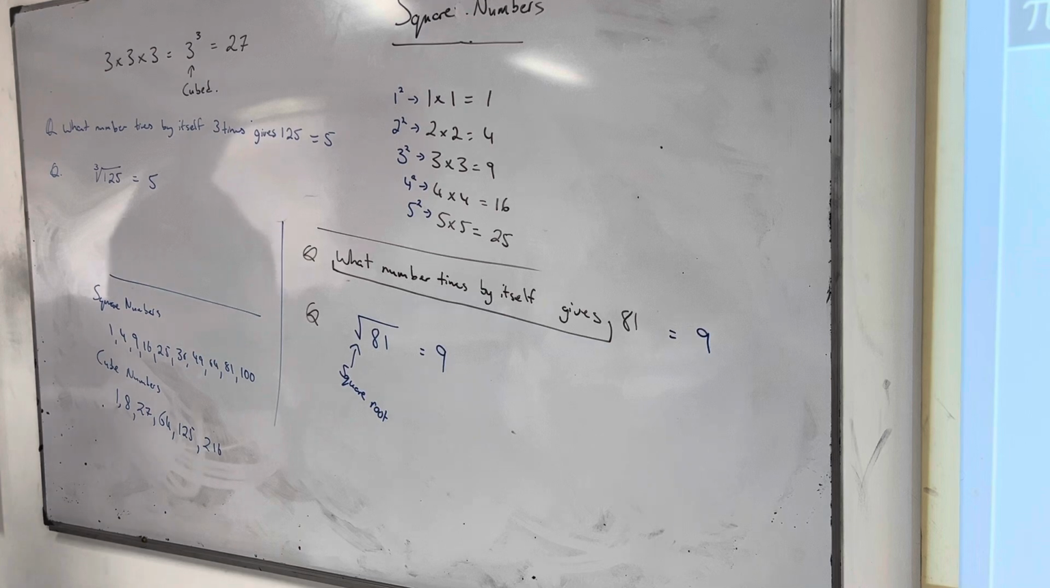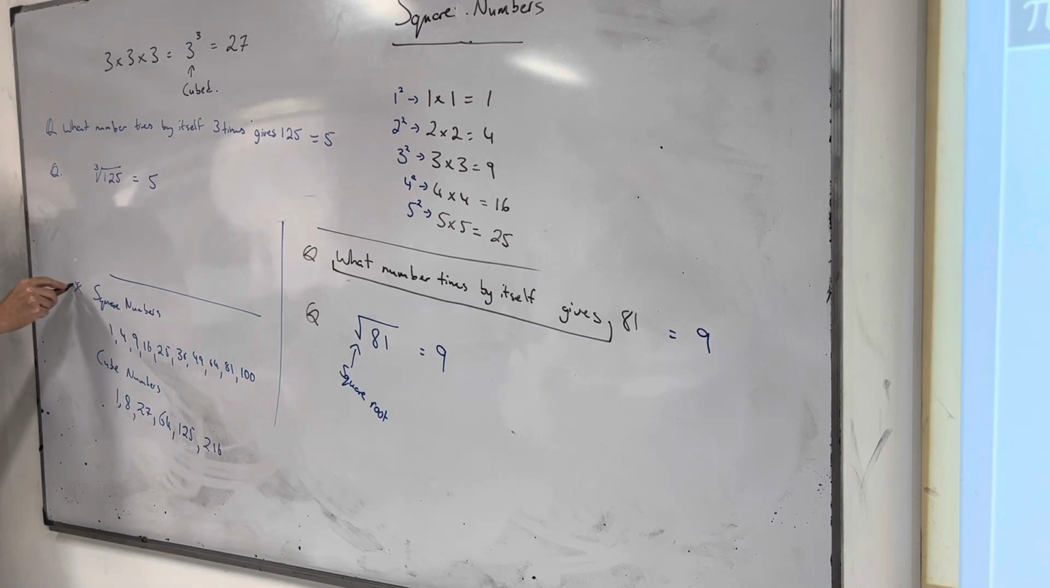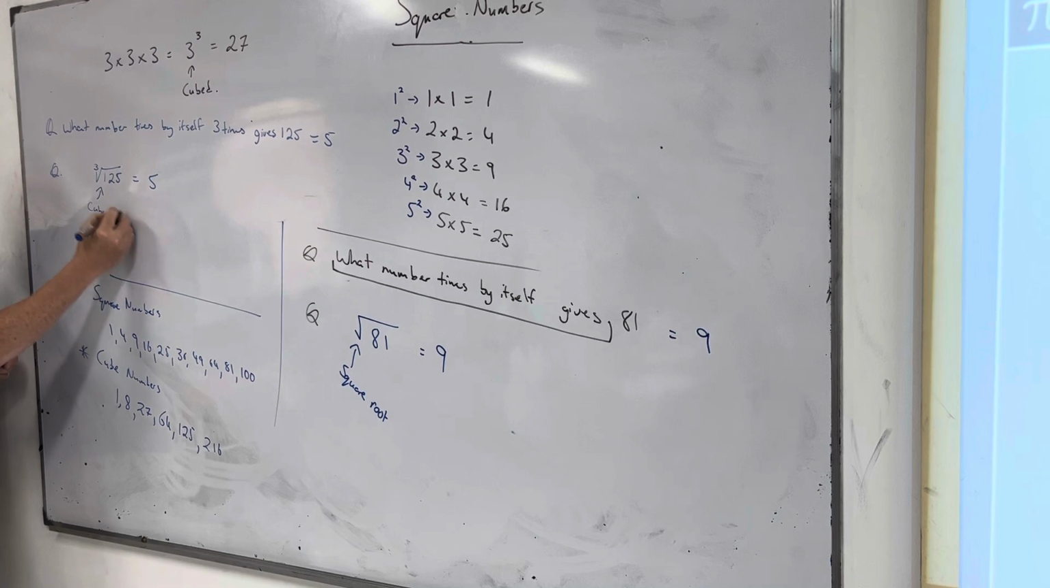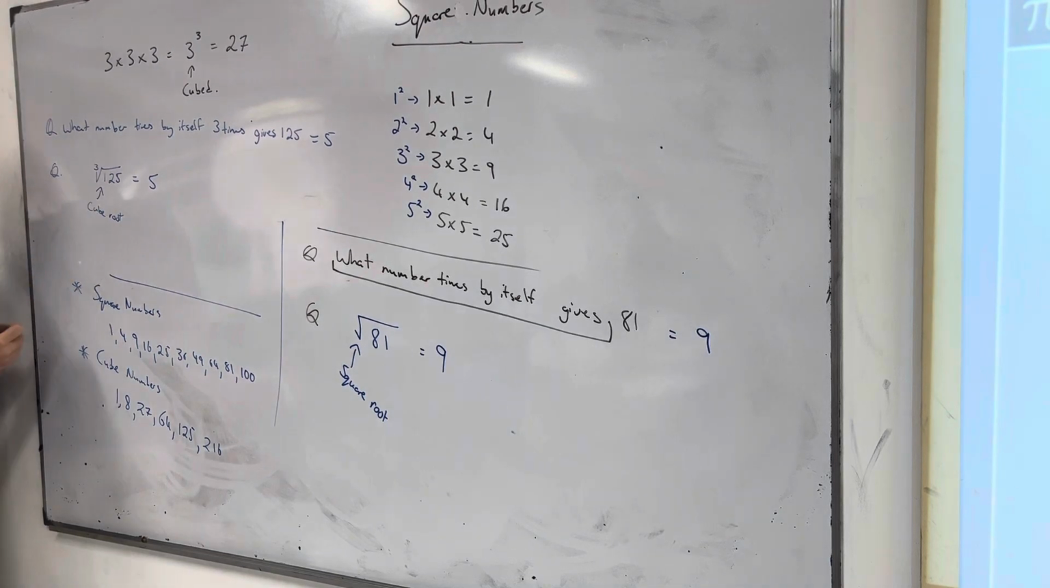Okay. Make sure you have the square numbers down, the cube numbers down. This means, and what this means cube root, or this. What number times by itself 3 times?